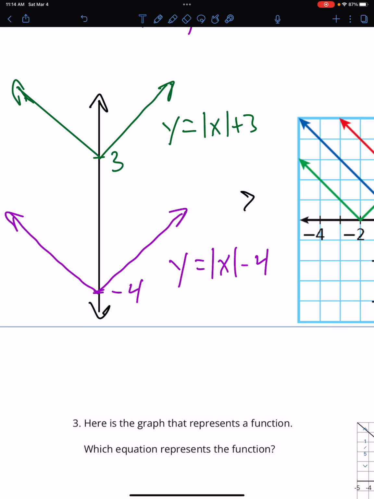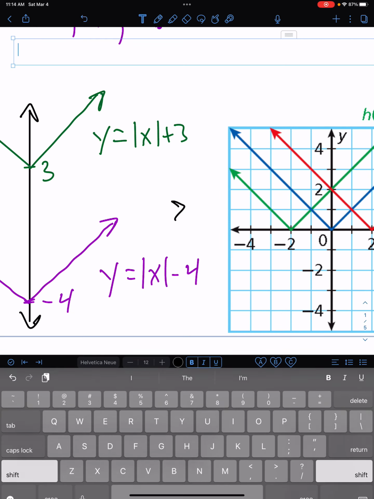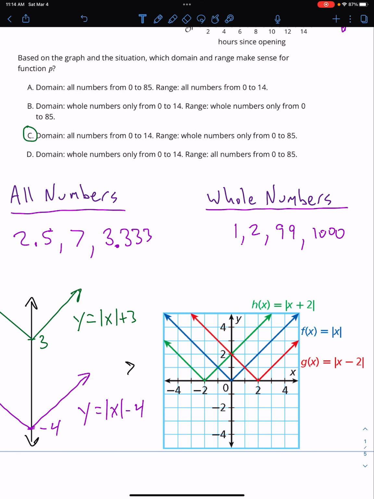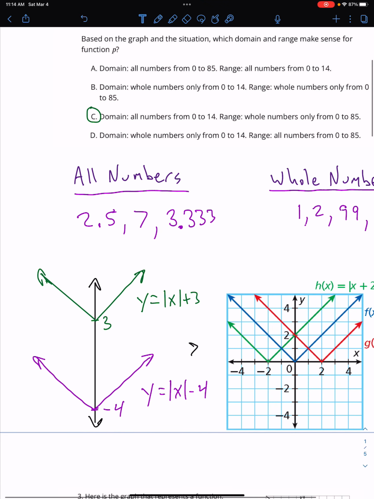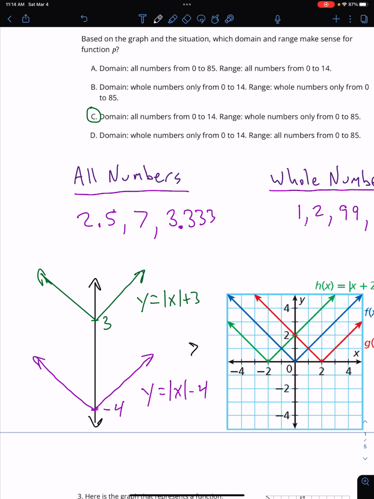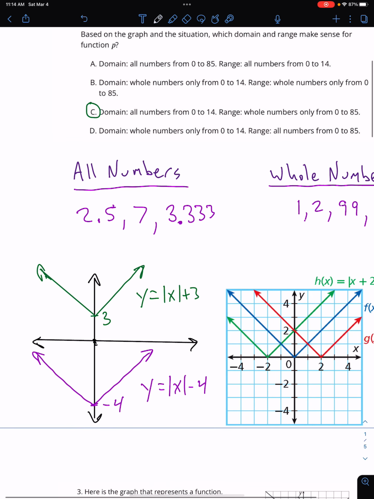Now, did I lose something? I feel like I lost something on my graph here. We'll just put it back in. Let's put this horizontal axis back in here. Here's 0, 0.